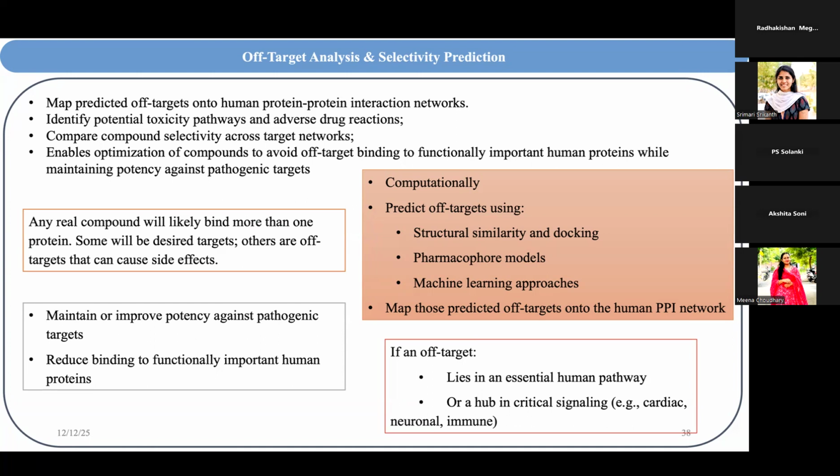and then map those predicted off targets to the human protein-protein interaction networks. If an off target lies in an essential human pathway or is a hub in any critical signaling pathway, then even a weak binding might induce toxicity. So off-target prediction is important for our data.